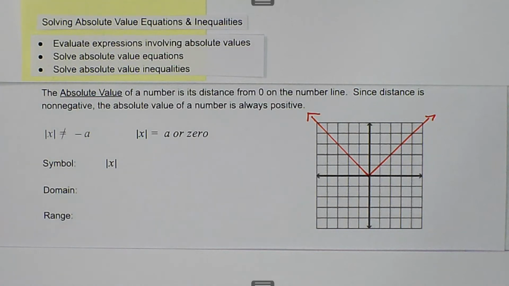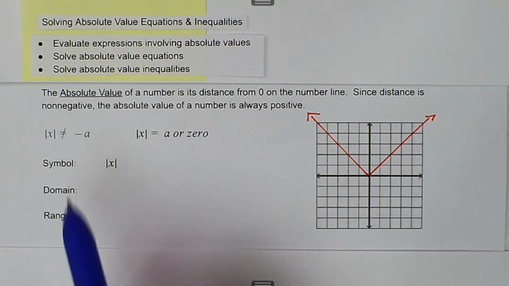We are talking about solving absolute value equations and inequalities. We're going to want to evaluate expressions involving absolute value, solve absolute value equations, and solve absolute value inequalities. The absolute value of a number is its distance from zero on the number line. Since distance is non-negative, the absolute value of a number is always positive.